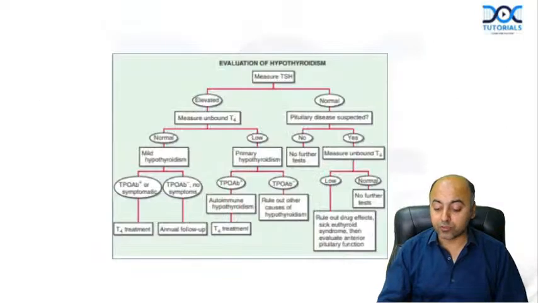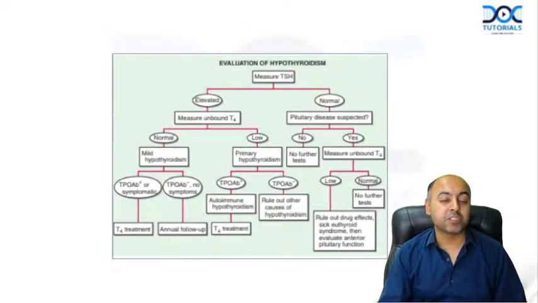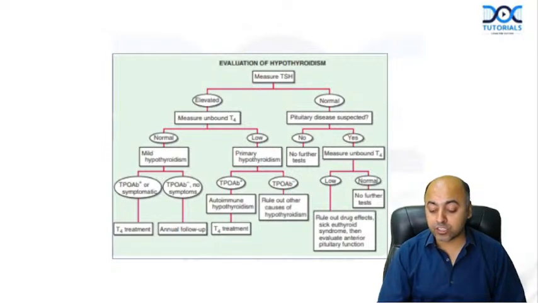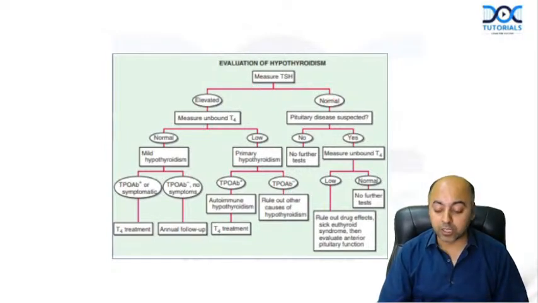We have this flow chart to evaluate the patients presenting with features of hypothyroidism. You start with the measurement of the TSH, and depending on the level of TSH, whether it is elevated or it is normal, we further do some tests. For example, elevated TSH will require the measurement of free T4. If free T4 is normal, then it is mild hypothyroidism.